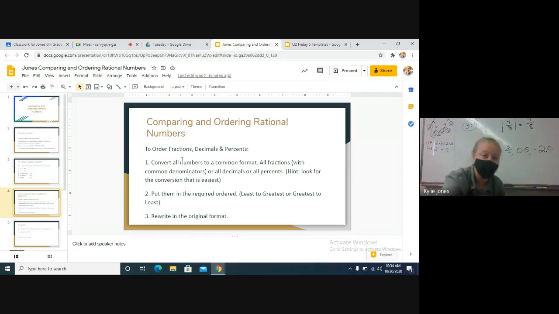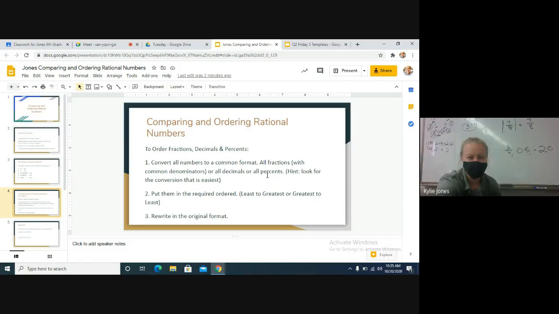Okay, so number 1 here says convert all the numbers to a common format, the same format. So all fractions, and if you change them to fractions, they all need to have the same denominator as well. If they don't have the same denominator, you can't compare them. They have to have the same bottom part of the fraction. And then you can either change them to all decimals or all percents. To be honest, my favorite way to do it, and I think the easiest way to do it, is to make them all decimals. I think that going to decimals is the easiest way to compare them and put them in order.